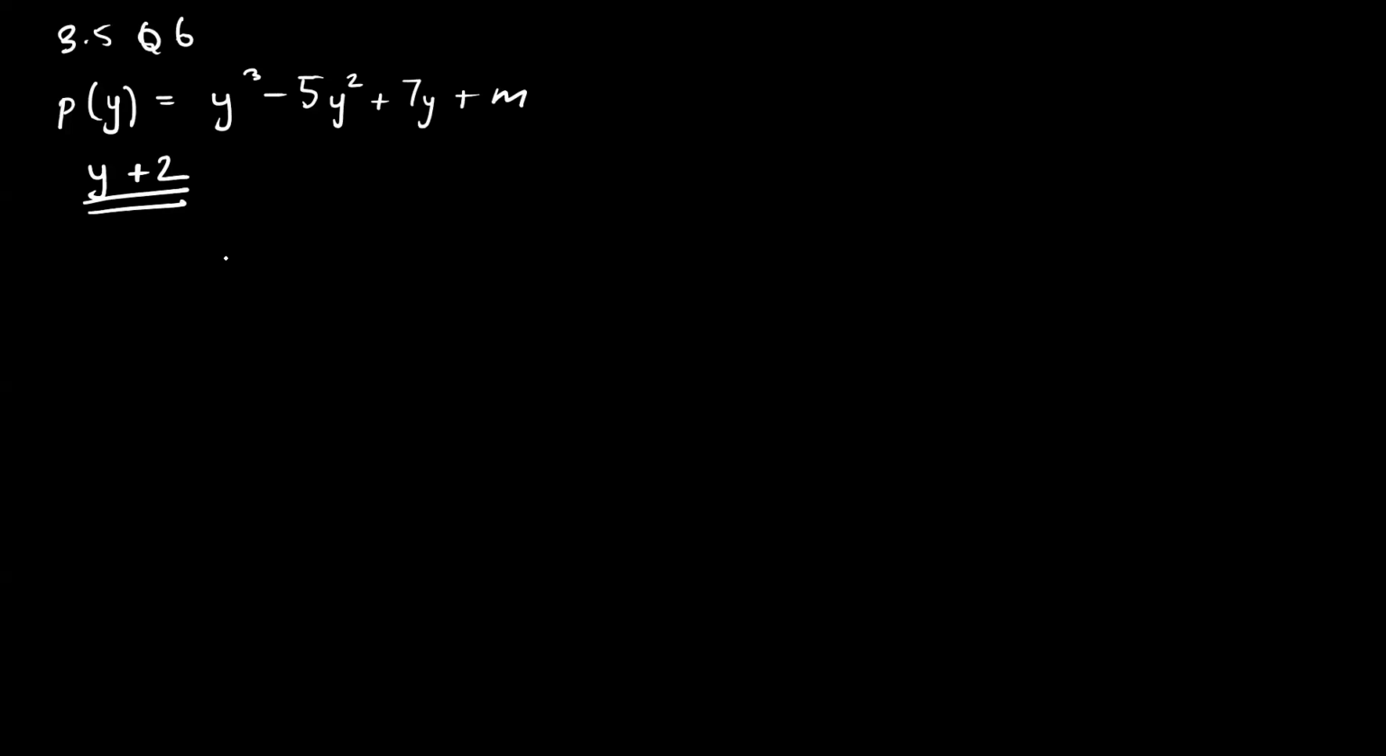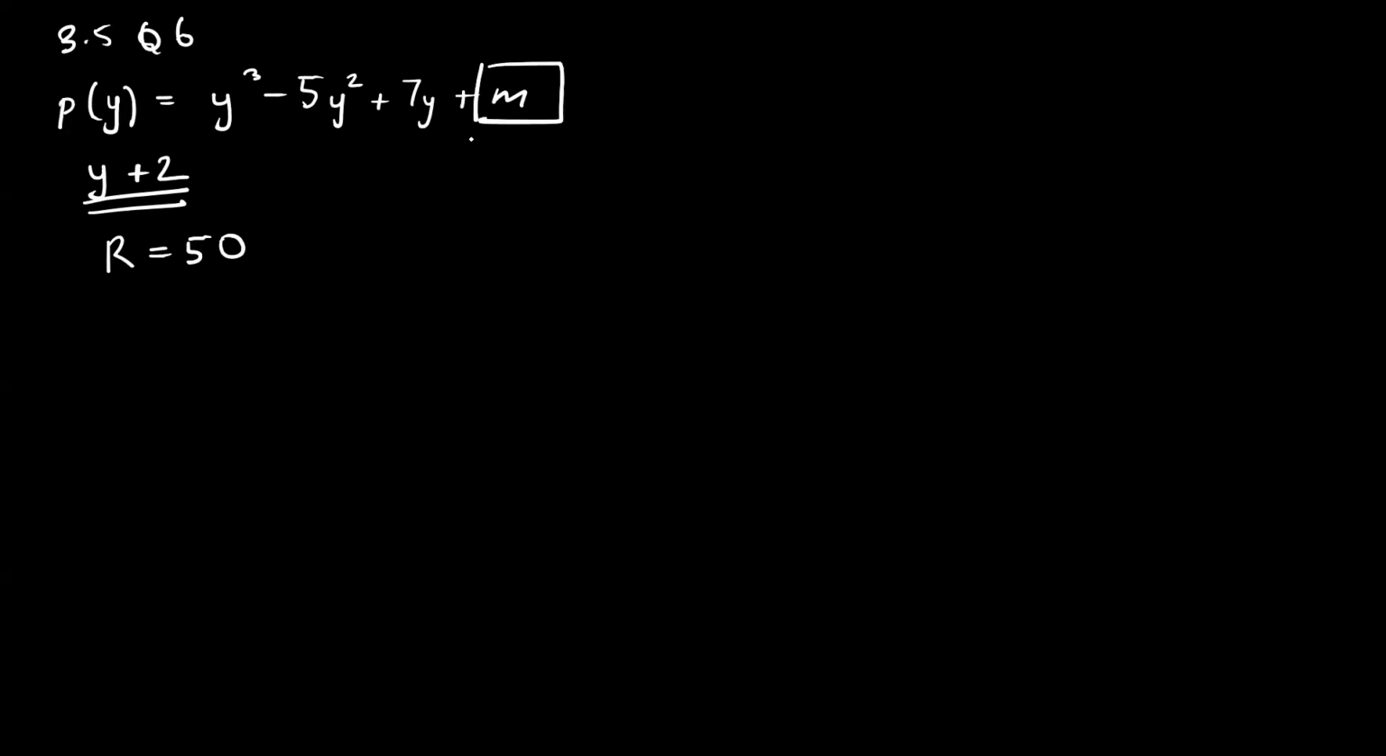Now we're doing 3.5 question 6. Okay. The polynomial I'm naming it as p of y is given as y cube minus 5y square plus 7y plus n. It is divided by y plus 2, so this is the divisor. And the remainder is 50. You have to find this thing.